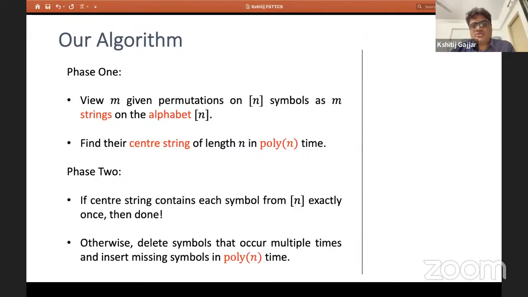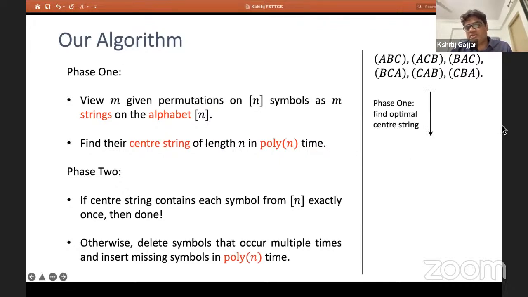So I'll just spend 2 slides on our algorithm. It's a 2-phase algorithm. This is kind of what one does with linear programming. You can't solve the problem, so you relax the problem to a more generalized variant, and then you round up the solution. So in phase 1, we solve a generalized variant of the problem. We view the permutations as strings, okay? A permutation is a very specific type of string in which each symbol occurs exactly once. So we look at them as strings and we find their center. We can do this in polynomial time, so we can find the center string optimally in polynomial time. That is phase 1.